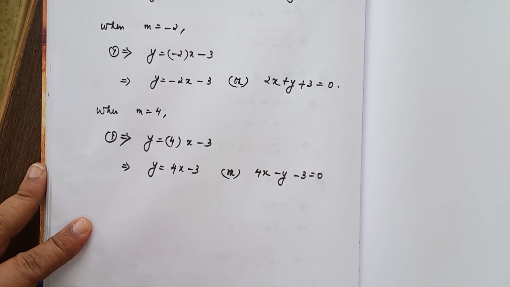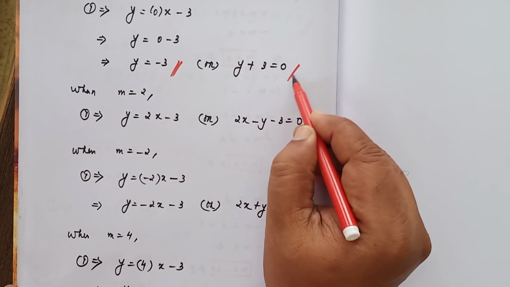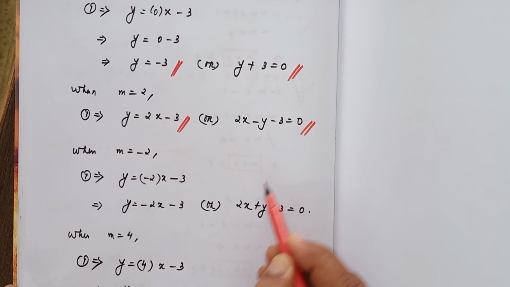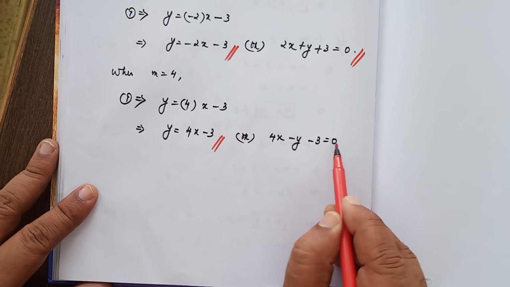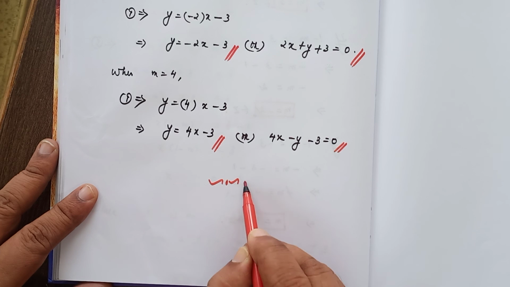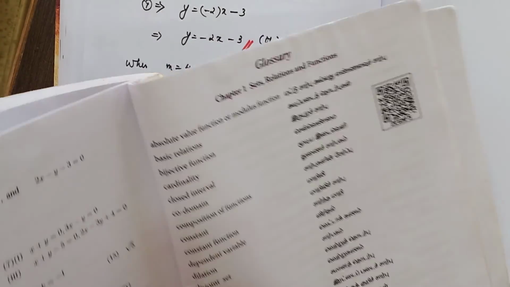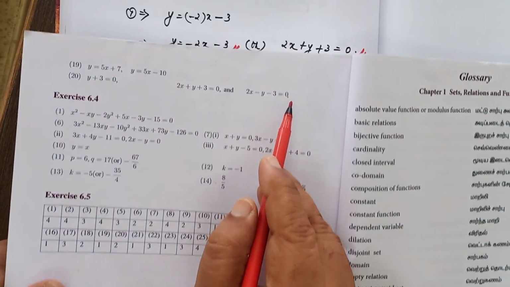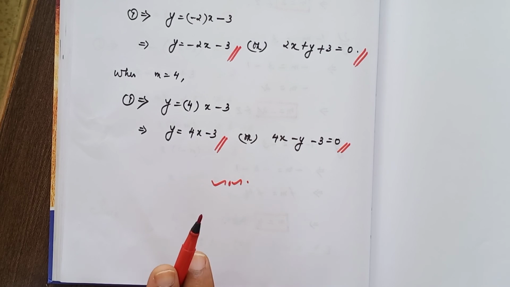So we have 4 different equations. In the book answer only 3 equations are given, but these 4 answers come. Our answer is absolutely correct.